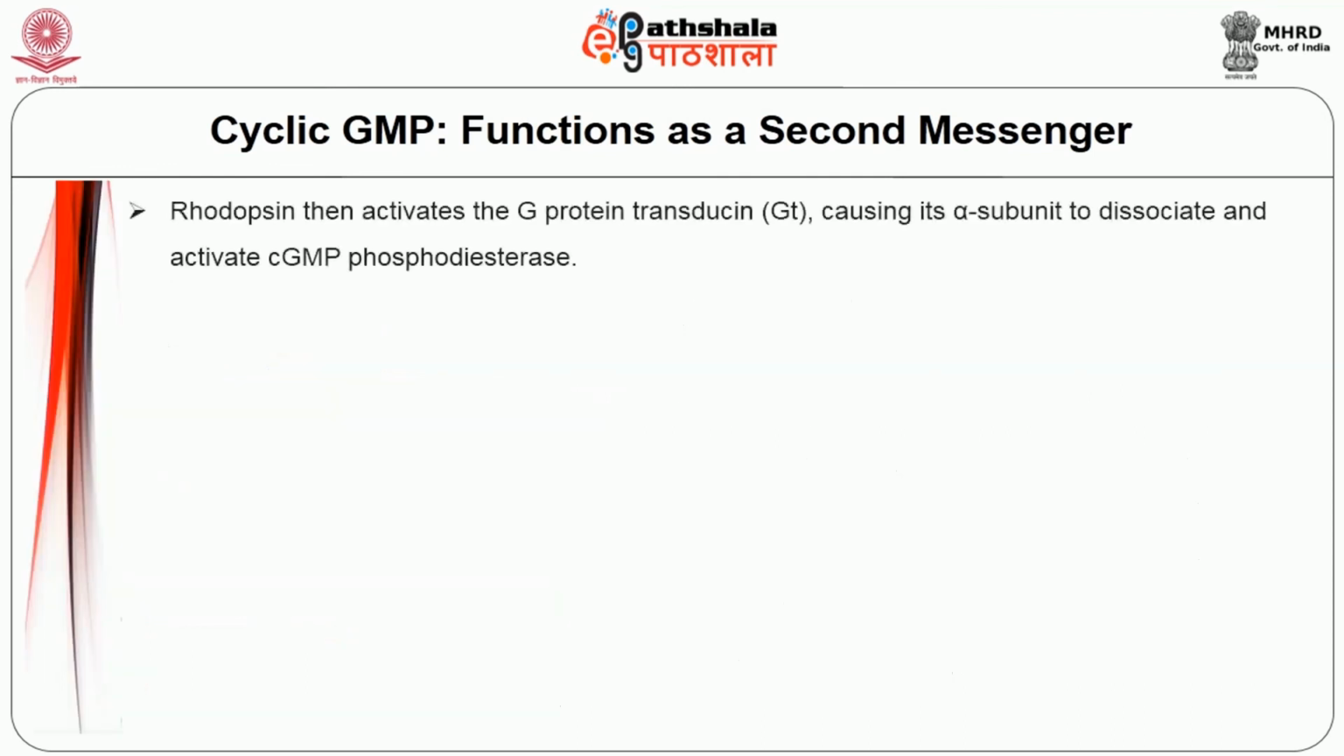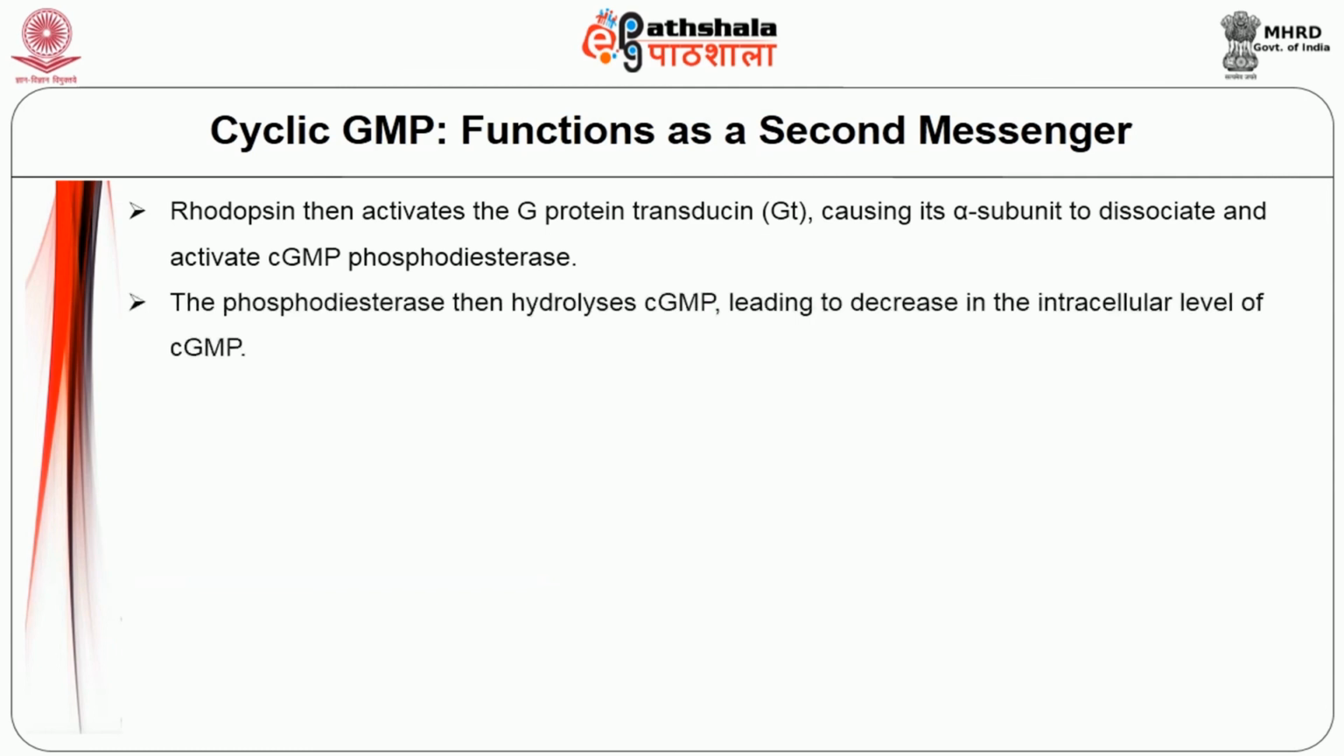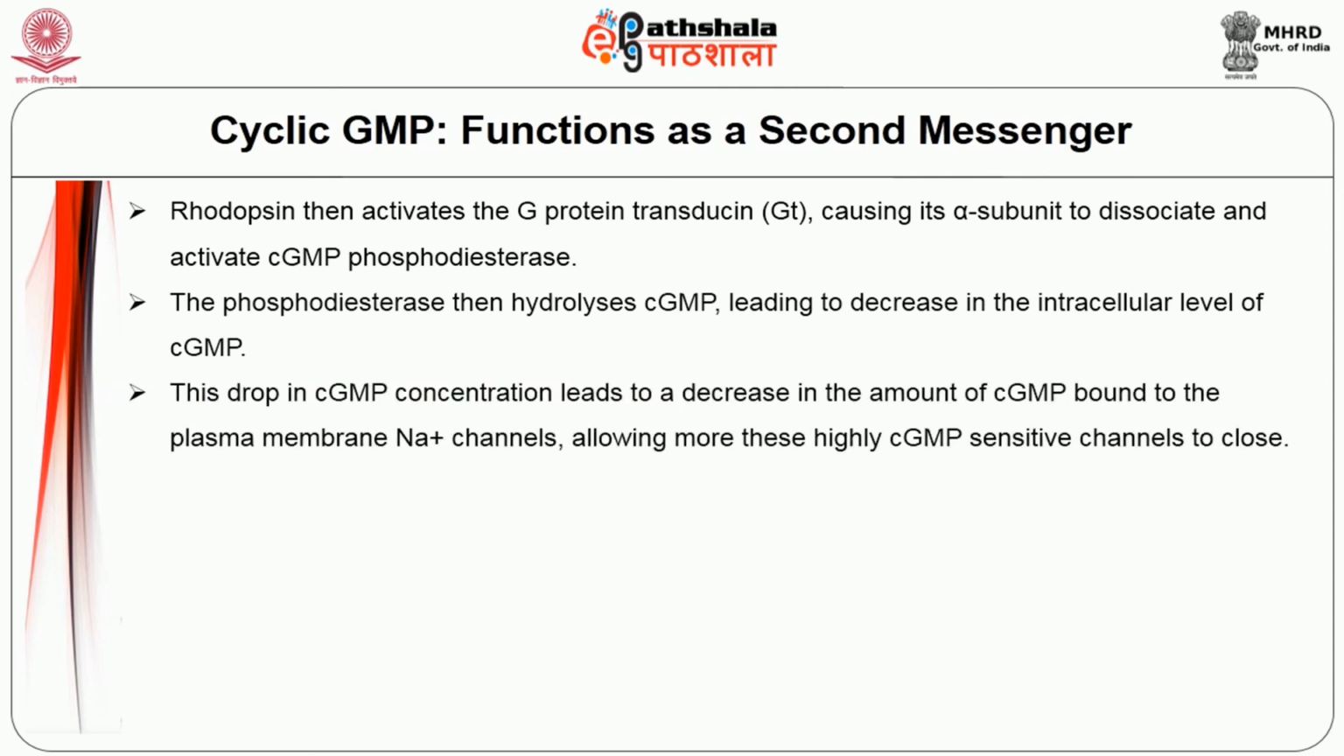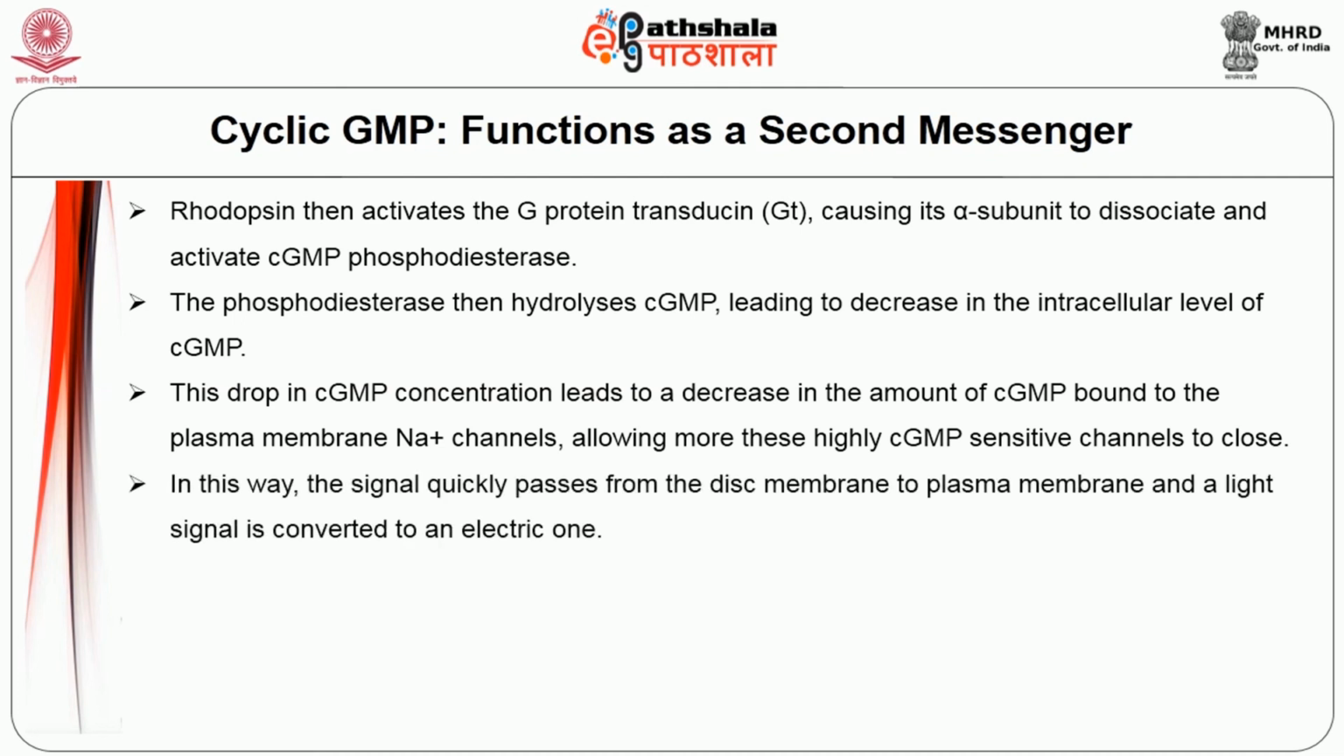Rhodopsin then activates the G protein transducin, GT, causing its alpha subunit to dissociate and activate cyclic GMP phosphodiesterase. The phosphodiesterase then hydrolyzes cyclic GMP, leading to a decrease in the intracellular level of cyclic GMP. So this drop in the cyclic GMP concentration leads to a decrease in the amount of cyclic GMP bound to the plasma membrane sodium ion channels, allowing these highly cyclic GMP sensitive channels to close. In this way, the signal quickly passes from the disc membrane to the plasma membrane and a light signal is converted to an electric one.